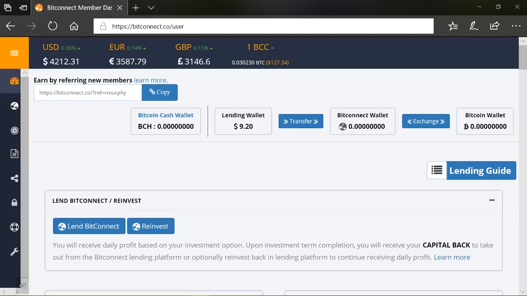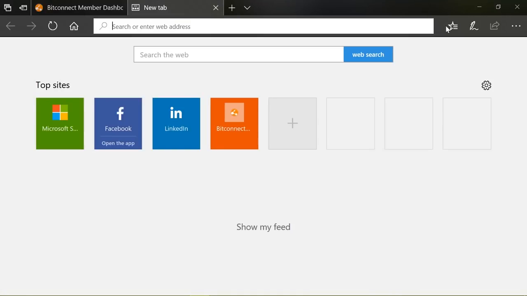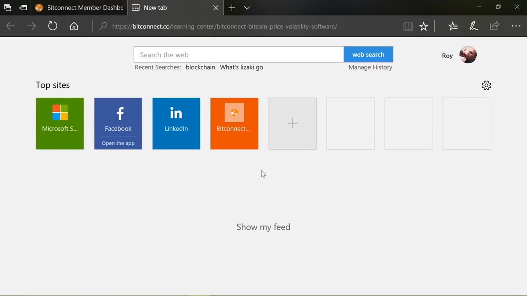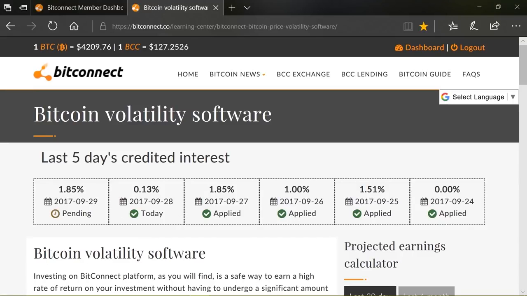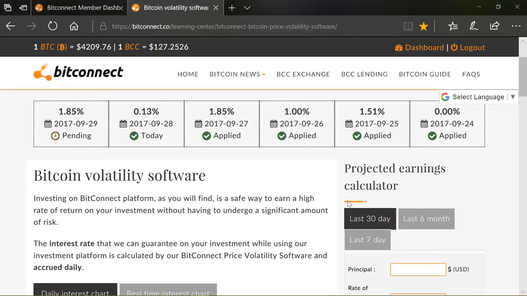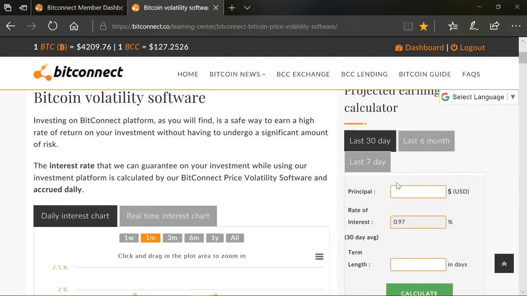Let's go to the daily volatility chart. If we look at the volatility, you can see here you've got 1.85% pending. That's tomorrow, that's a good day. Today 0.13%, not too good. The day before was pretty good, 1.85%, 1%, 1.5%, that's good. But what we need to do is work out an average over time and figure out how that will affect our daily reinvests. There is one inbuilt, but it's quite a remedial projected earnings calculator, and it doesn't really show you the compounding power.